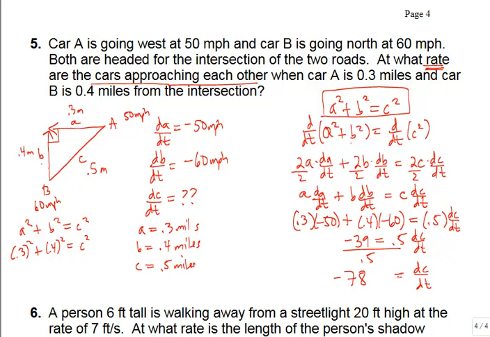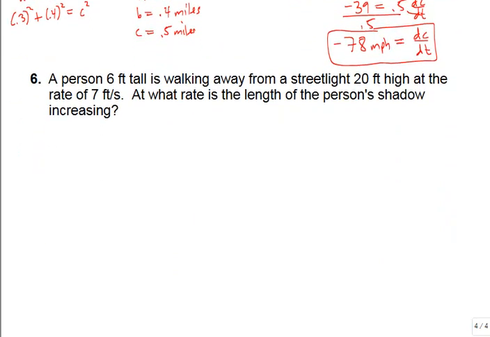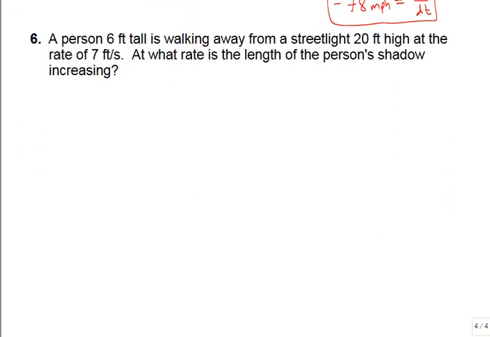What would be the appropriate units for this? Well, dC/dt is a distance over a time, so it's going to be the same units as our dA/dt and our dB/dt. So this is miles per hour, and it's correct that it's negative because these cars are getting closer and closer together, so this distance C should be shrinking. So they're getting closer and closer together at 78 miles per hour. Okay? All right, the last example is the shadow problem.